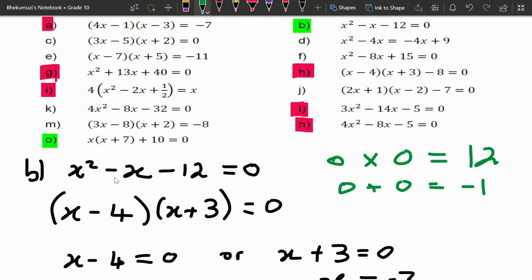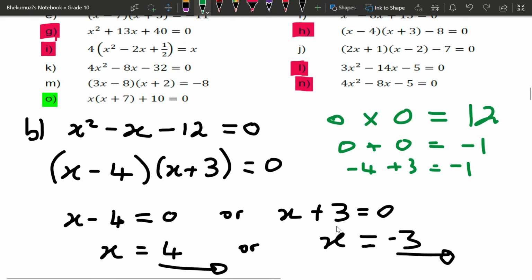So to ensure that the final answer is negative, I would say minus 4 plus 3. And minus 4 plus 3 would give me minus 1. So that's why it's plus 3 and it's minus 4. But remember the 4 and 3, just the value 4 and 3 comes from 12 because 4 times 3 gives us 12. And you can check negative 4 times positive 3 gives us minus 12, which is quite correct.